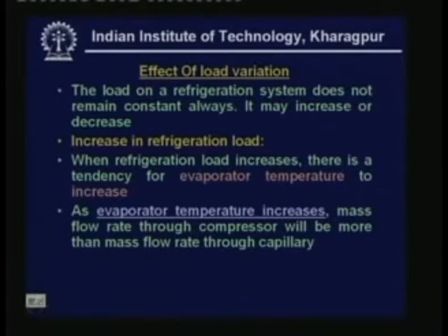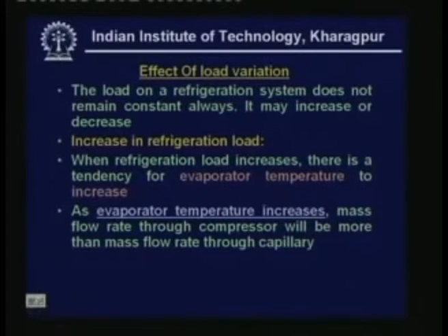As evaporator temperature increases, mass flow rate through the compressor will be more than the mass flow rate through the capillary, because as the evaporator temperature increases, the pressure difference across the capillary, that is the condenser pressure minus evaporator pressure, reduces. Once it reduces, flow rate through the capillary reduces. At the same time, the pressure ratio across the compressor increases as the evaporator pressure increases. As a result, compressor will pump more refrigerant. Okay. So that means there is an imbalance.